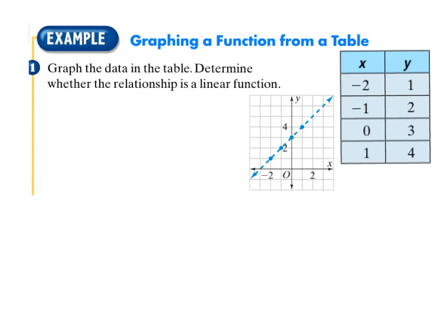Now let's look at graphing a function from a table. So say we want to graph the data in this table. Then we need to determine whether the relationship is a linear function. And remember, for it to be a linear function, once we graph our points, it has to be a straight line. So first, we're going to plot our points: (-2, 1), (-1, 2), (0, 3), and (1, 4).